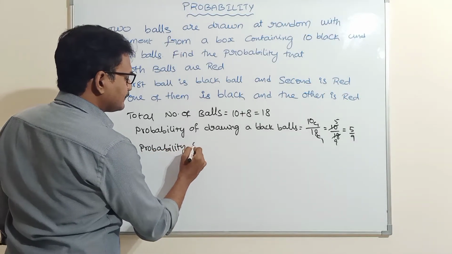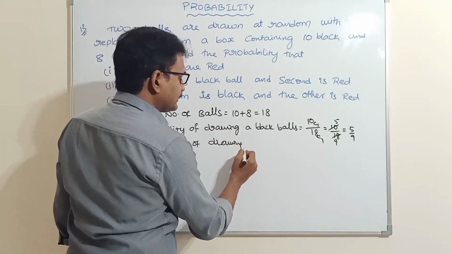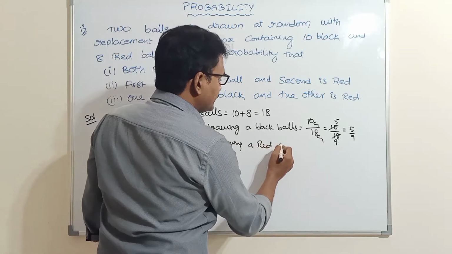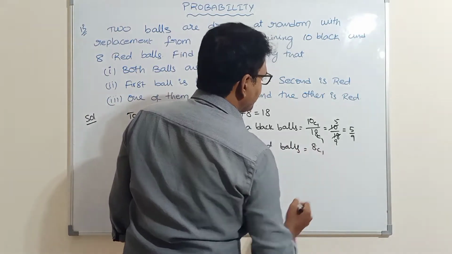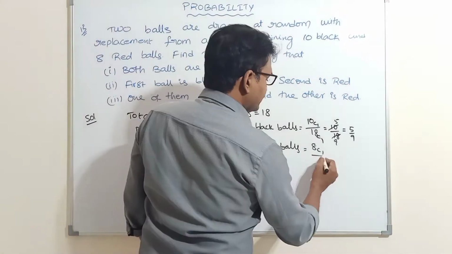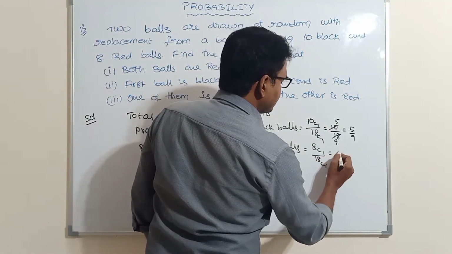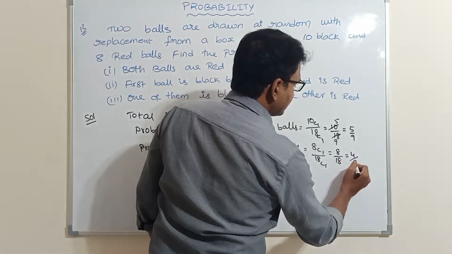Next, the probability of drawing a red ball. How many red balls are there? Total 8 red balls. Out of 8, how many are you drawing? Only one ball. So 8C1 by 18C1, that is 8 by 18, which means 4 by 9.